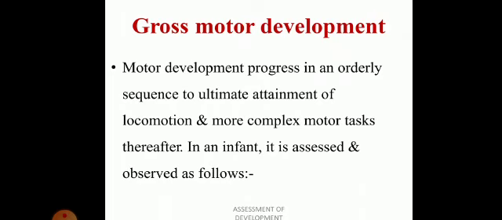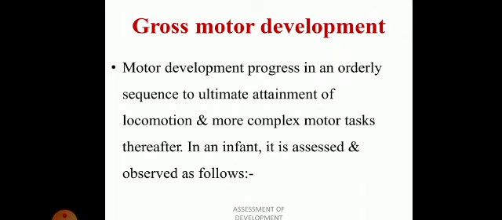So first of all, we are starting with the motor development. What is motor development? It especially includes gross motor and fine motor. If we concentrate on gross motor development, it is motor developmental progress in orderly sequence. Generally the milestones we are learning are in order, but sometimes they may change position, like the third milestone may come second, or the fourth milestone may come fifth. It is possible, but most of the time it is in order only.